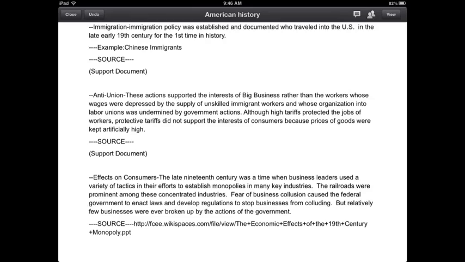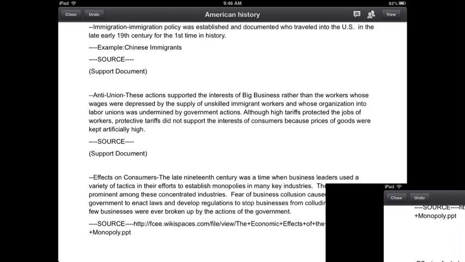Consumers. The late 19th century was a time when business leaders used a variety of tactics in their efforts to establish monopolies in many key industries. The railroads were prominent among these concentrated industries. Fear of businesses colluding caused the federal government to enact laws and develop regulations to stop businesses from doing so. But relatively few businesses were ever broken up by actions of the government.